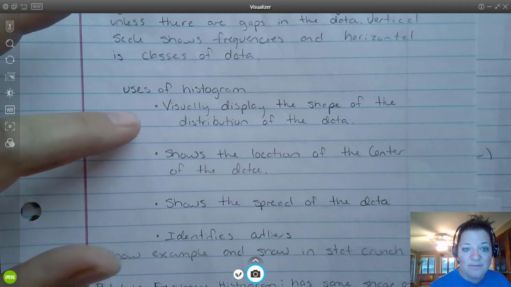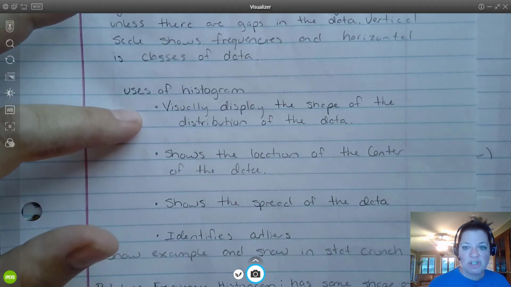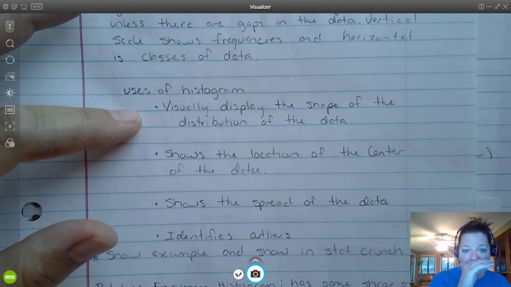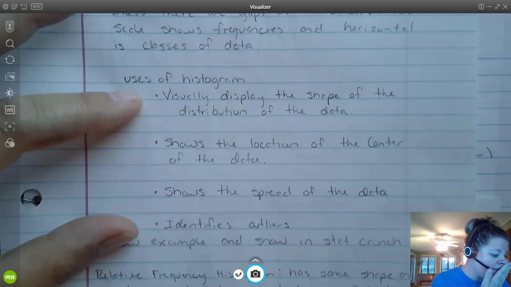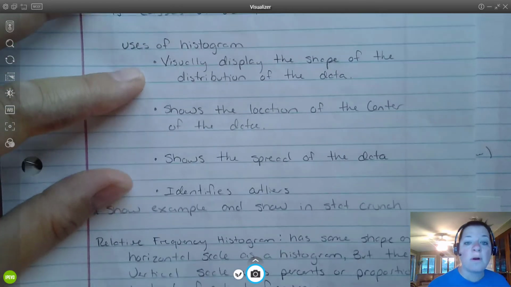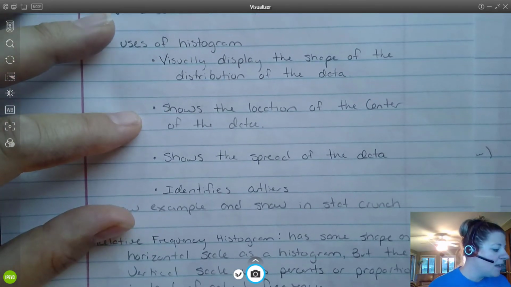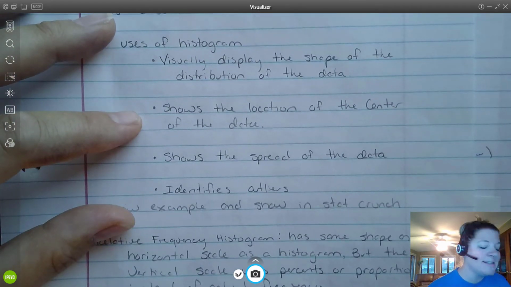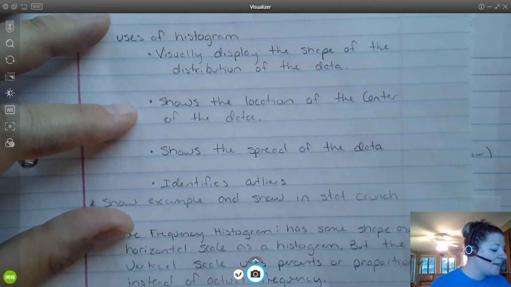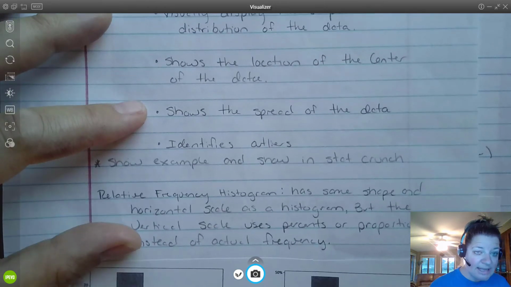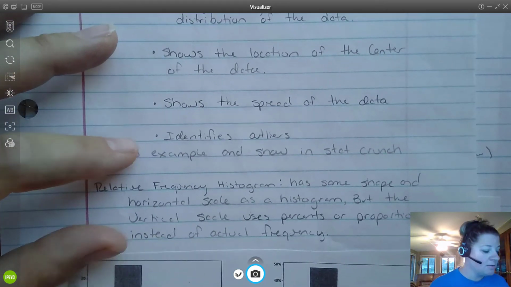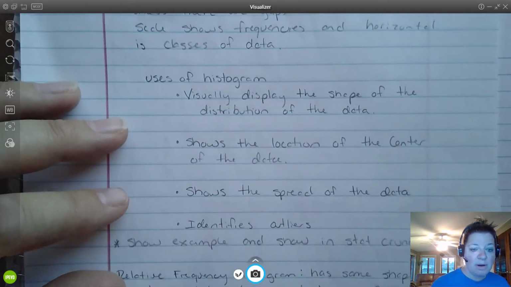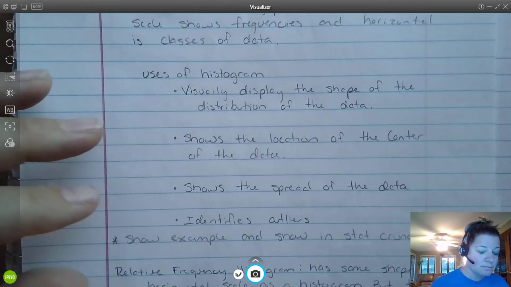This is important. The visual display shows us the shape of the distribution, and we need it to be bell-shaped to be normal. So we're looking for that visual display for a bell. Another use is we can easily see the location of the center of our data, and it shows how spread out your data is, and it can help you identify outliers. Okay, if I said those too quick, you can pause and write those down.